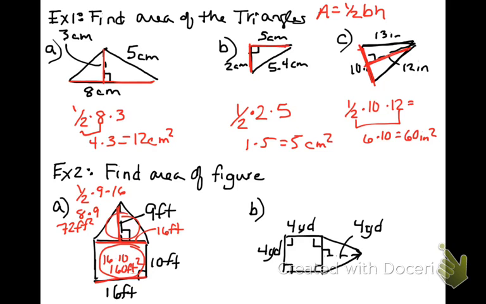And this is feet squared. So you're going to add them together, 160 feet squared plus 72 feet squared. And that would be 232 feet squared.